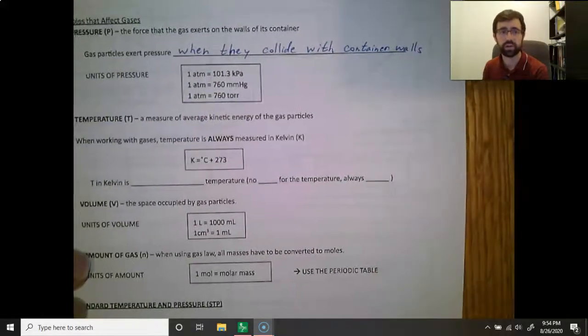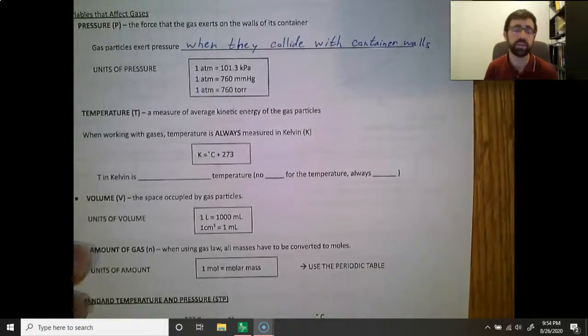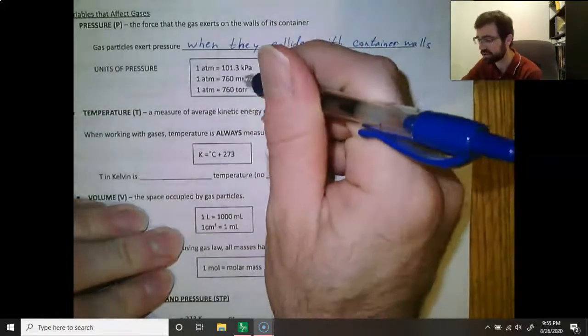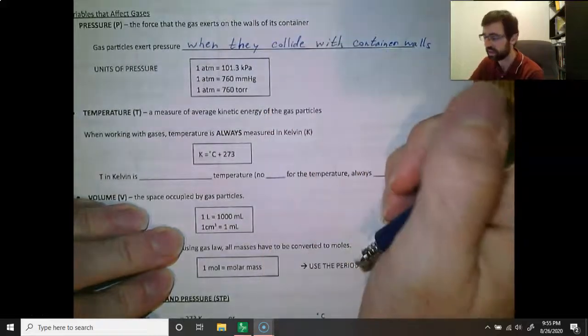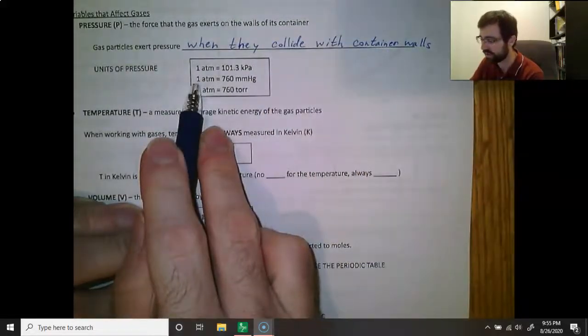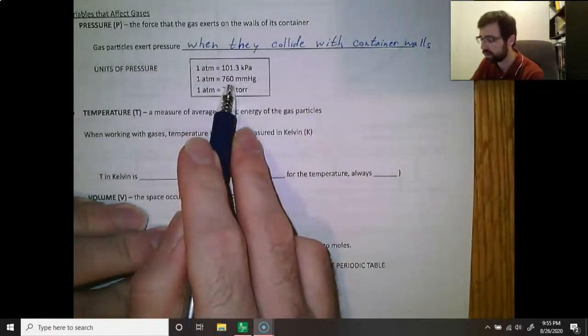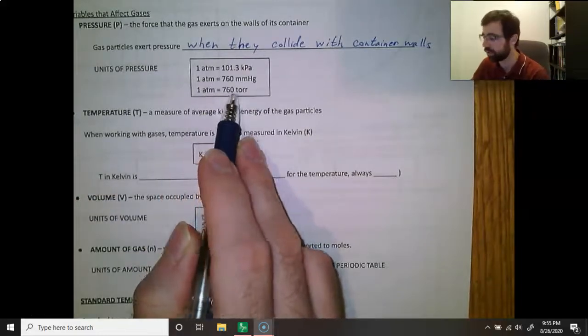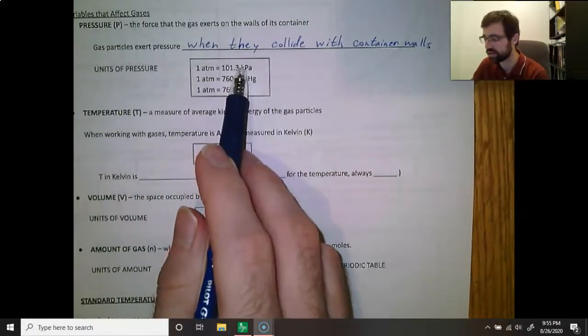Our units of pressure are atmospheres, kilopascals, millimeters of mercury, and torr. Now, I want you to know that millimeters of mercury and torr are identical. That's why 1 atmosphere is equal to 760 millimeters of mercury. 1 atmosphere is also equal to 760 torr. 101.3 kilopascals is the conversion to 1 atmosphere.